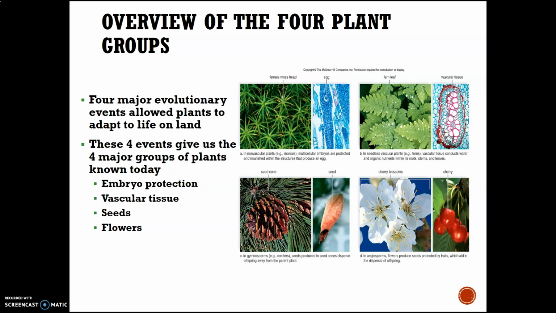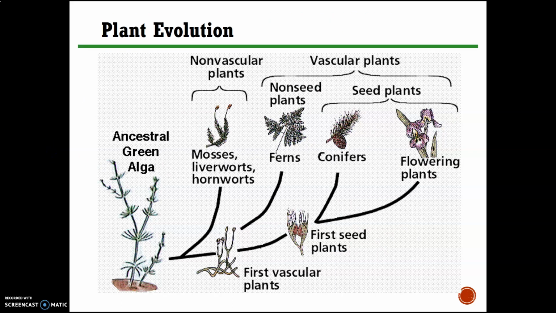So there's been 4 major evolutionary events that have allowed plants to adapt to life on land. Each of these 4 events gives us the 4 major groups of plants that we know today. So the first one was embryo protection, right, developing spores. Then there was vascular tissue that allows it to transport water and nutrients. Later on, seeds allowed plants to disperse their offspring away from their parent. And then later, flowers allowed for fertilization over longer distances and different ways of distributing those seeds.